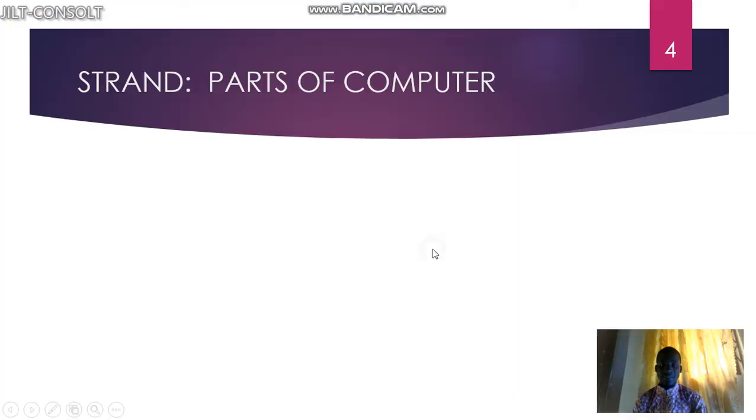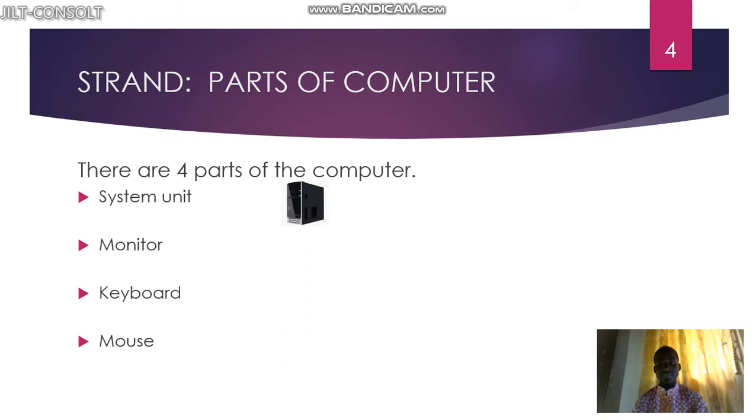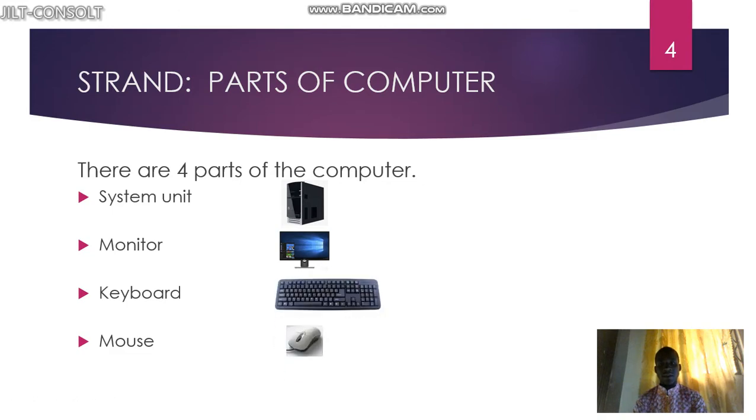So now if you have a look at that, you have the parts of the computer. There are 4 parts. You have the system unit, the monitor, the keyboard, and the mouse. Let's do that again. The system unit, the monitor, the keyboard, and a mouse. Good. So this is how the system looks like. System unit. You can see it in a picture here. We have the monitor, we have the keyboard, and we have the mouse.